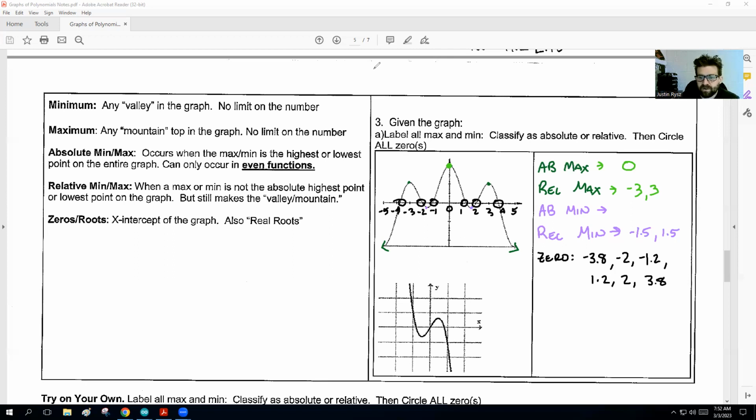Okay, so let's keep this going. Let's look at this one here. We have an odd function because it starts up high, ends down low. We know if it goes in opposite directions, that would be odd. And let's list the absolute max and the relative max. Let's also do the absolute min, and the relative min, and let's name the zeros.